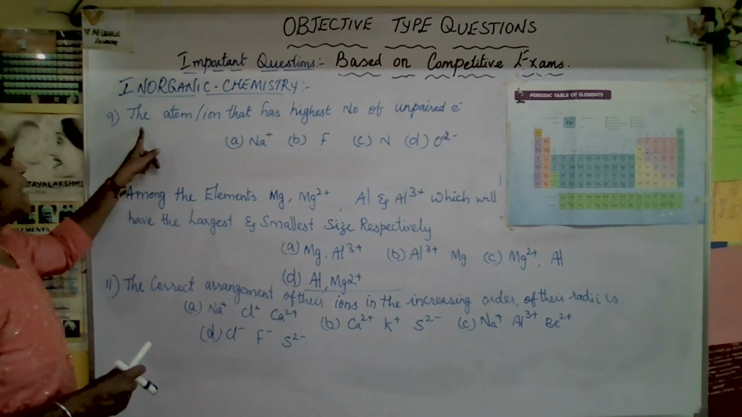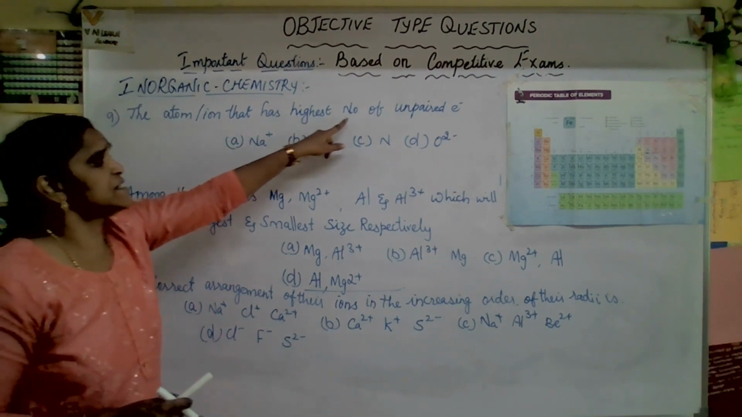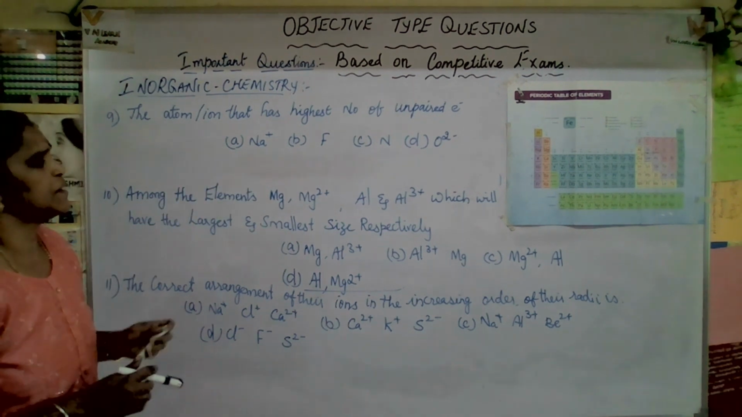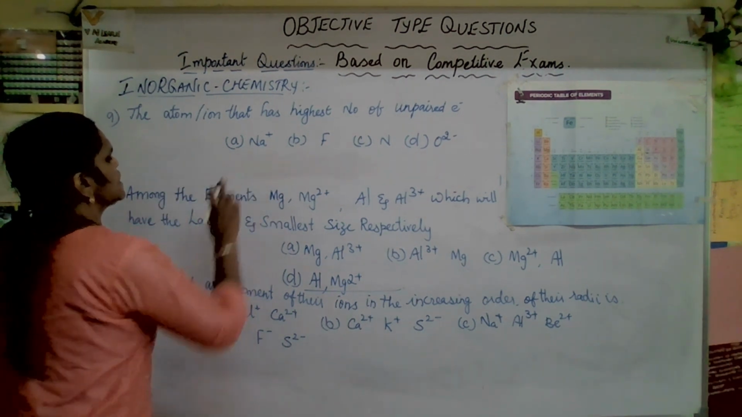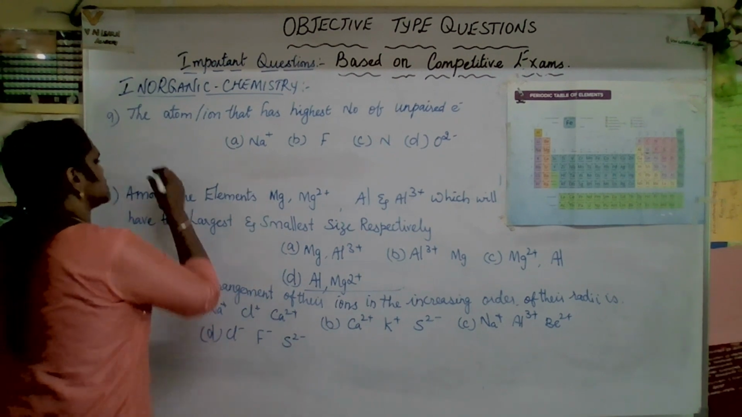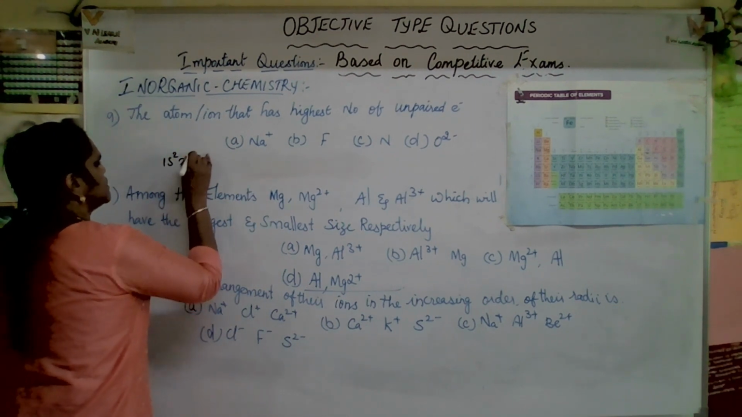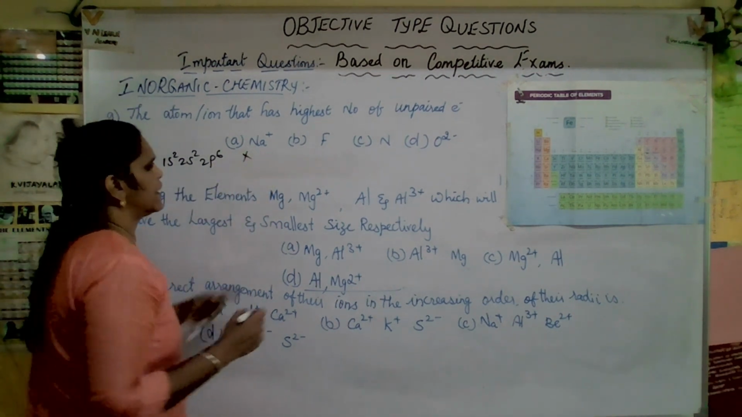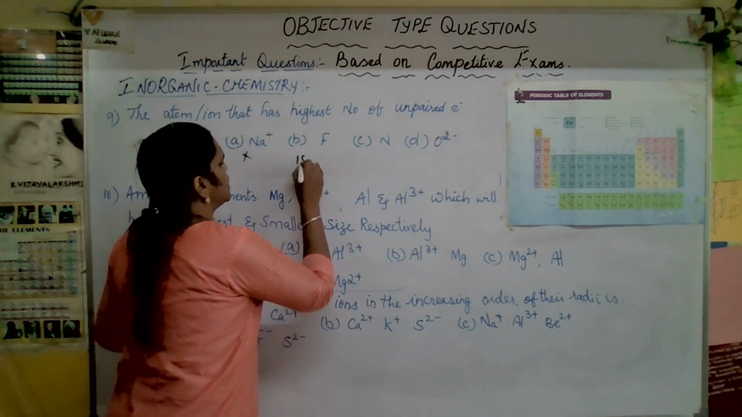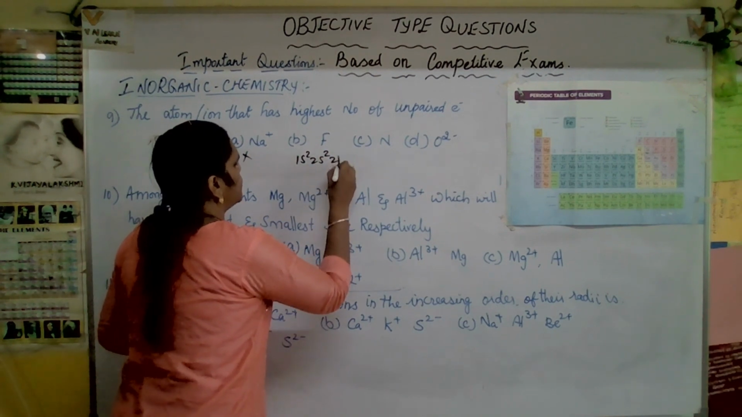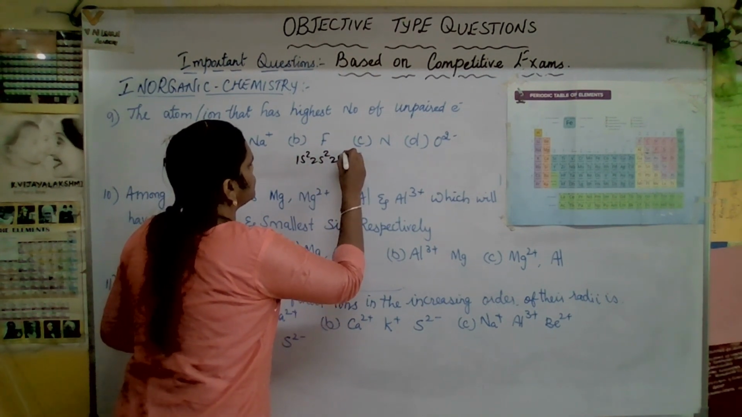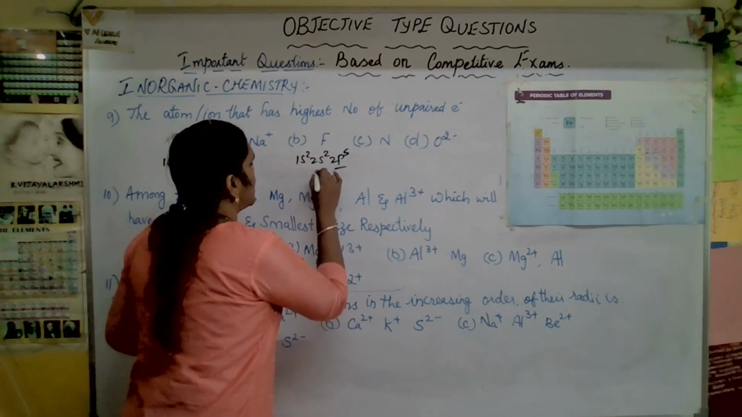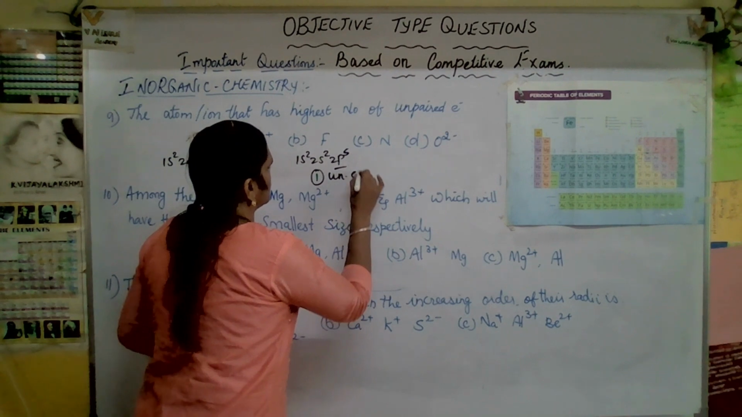The next one: atoms or ions that have the highest number of unpaired electrons. Let us find out. So this is Na plus, one electron lost, that means 1s2, 2s2, 2p6, so there is no unpaired electron. Here fluorine, 1s2, 2s2, 2p5, 9 electrons, so only one unpaired electron.